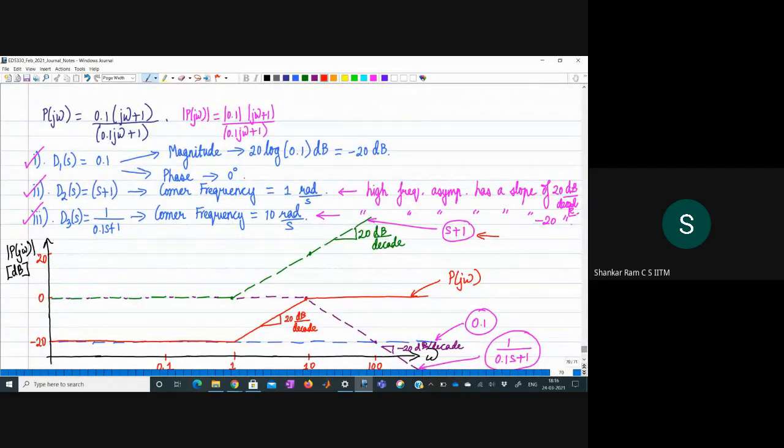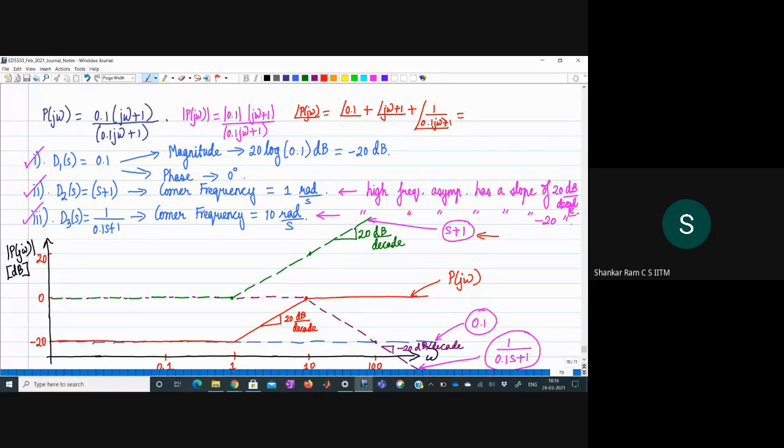Okay. So I hope this is clear, right? As I said, if I'm asking you to draw the Bode plot by hand, it is enough if you draw the asymptotes. Okay, so that's more than enough. So now let us go to the phase. As we know, the phase is once again going to be the sum of the phases, right? So it's going to be the phase of 0.1 plus the phase of j omega plus 1 plus the phase of 1 by 0.1 j omega plus 1, right?